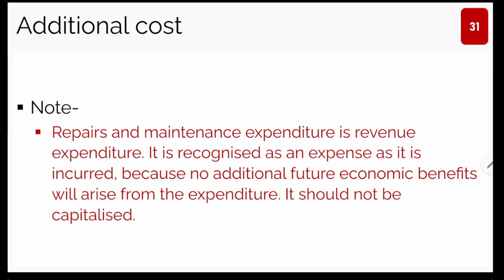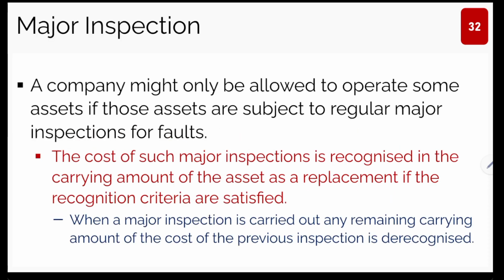Okay, so now let's talk about major inspection. Now, this is about regulatory expectations, right? A company might only be allowed to operate some assets if those assets are subject to regular major updates or inspection for faults. The cost of such major inspection is recognized in the carrying amount of the asset as a replacement if the recognition criteria are satisfied.